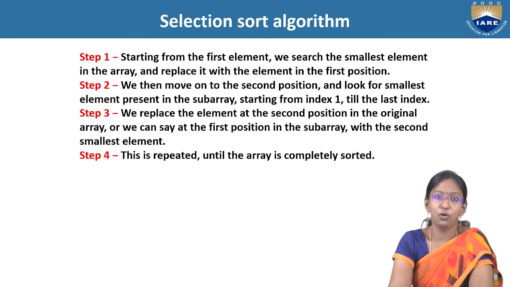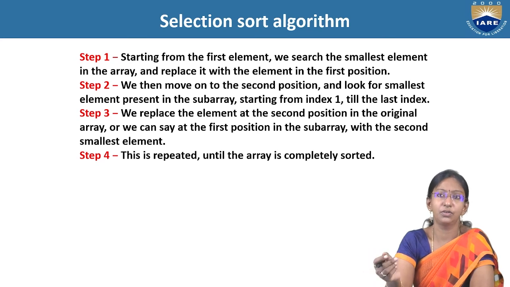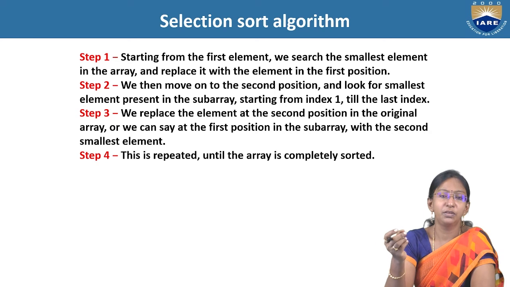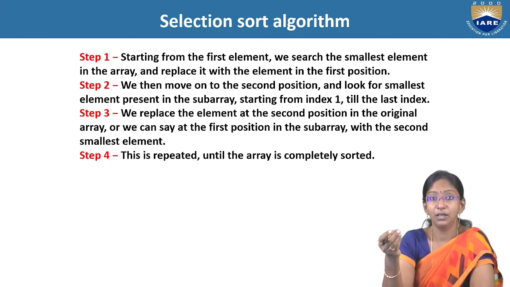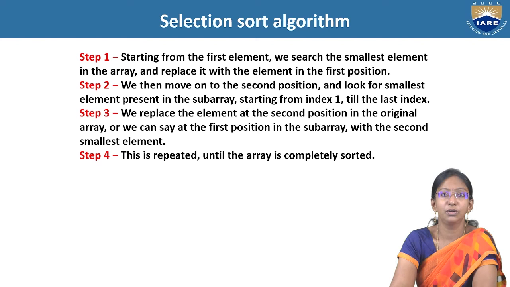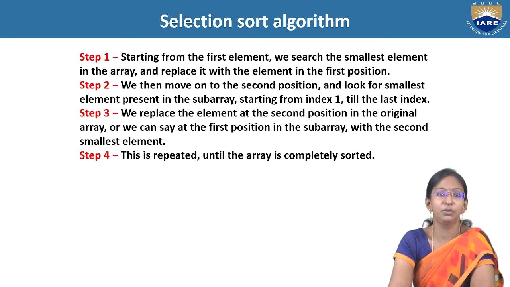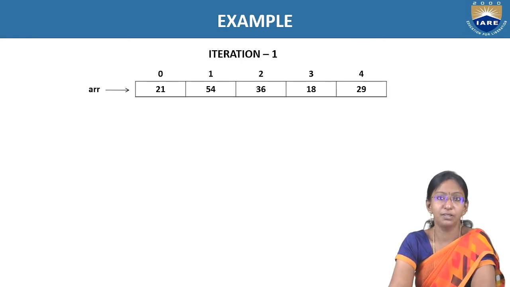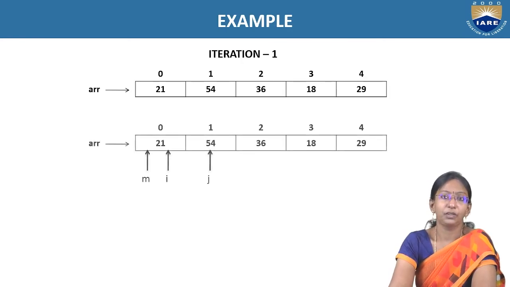Coming to the logic of selection sort. Start with the first element and search for the smallest element, bring it to the first position. Now start with the remaining list, search for the second smallest one, bring it to the second position, and we are going to repeatedly do this until we reach the end of the list. Have a look at a small example of the same.